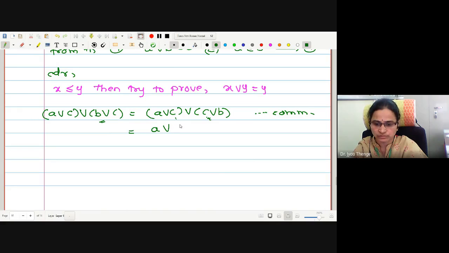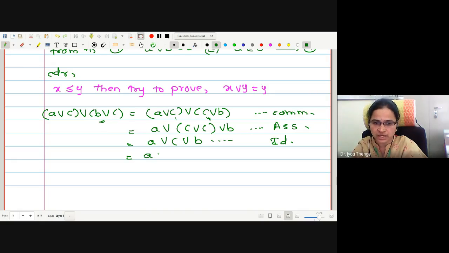This is A join C join C, join B. Reason: associativity. But what is C join C? We have already seen, this is C itself. Reason: idempotent. Therefore, the statement we have is A join C join B.